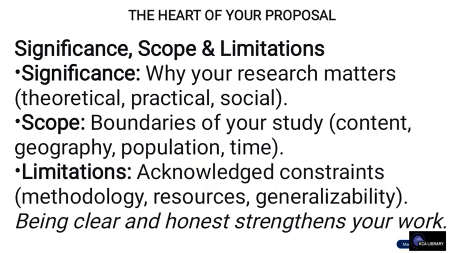And let's look at the heart of your proposal, because chapters 1 to 3 in the project are actually called a proposal. Now let's look at the heart of it. The heart is the significance, the scope, and the limitations. The significance is why your research matters, theoretically, practically, and socially. Scope is the boundaries of your study. That is the content, the geographical scope, the population, and your temporal scope, which is your time scope. Then we have limitations. This acknowledges constraints: methodological, resources, generalizability, and all.